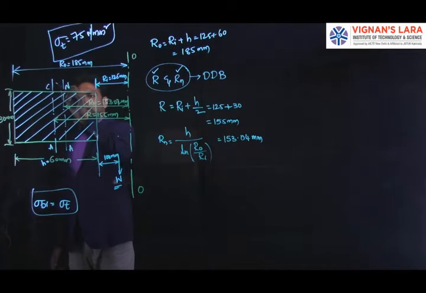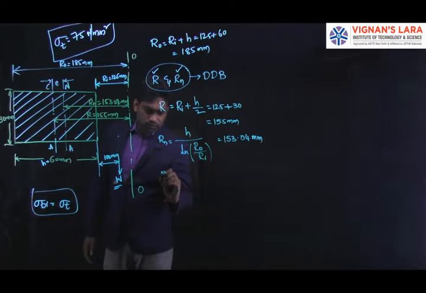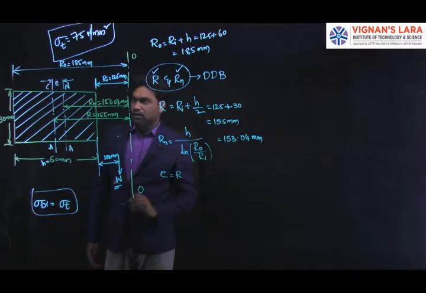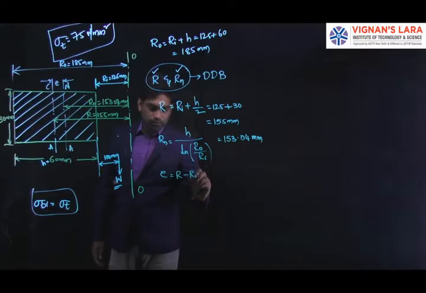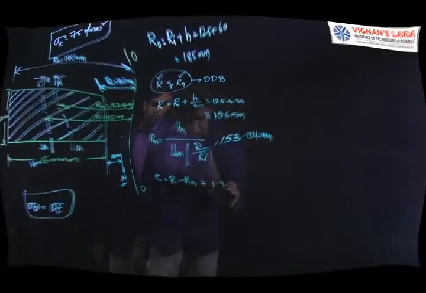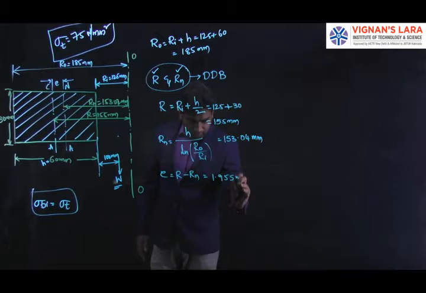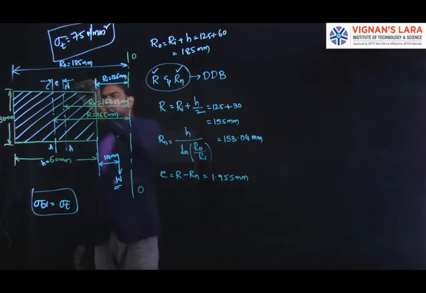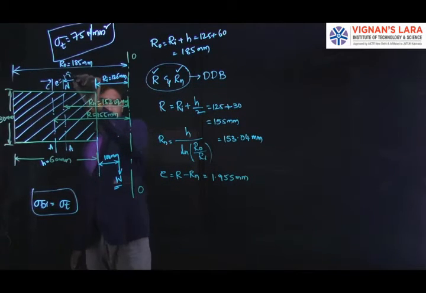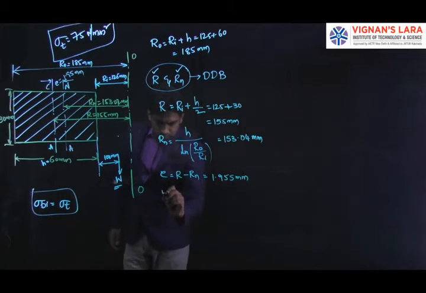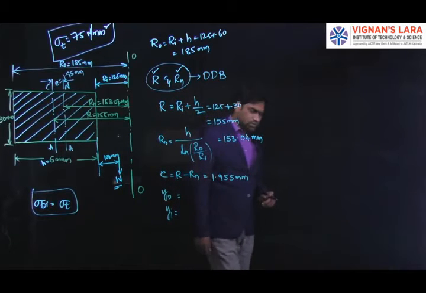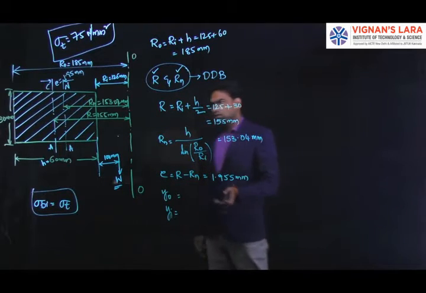We can also mention the offset distance, by calculating the difference of the radii of curvature of the centroidal axis and the neutral axis, R minus Rn, which is 1.955 mm. So that also you can mention here, 1.95 mm. Apart from that, we also need to mention the values of y naught and yi. Here the value of y naught is not much required, but as per the procedure we can follow it.